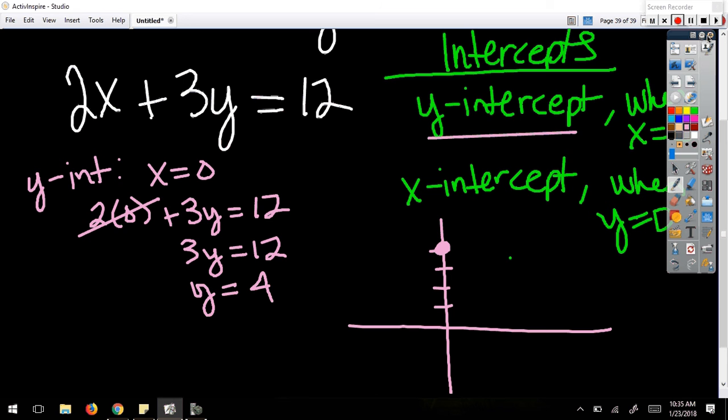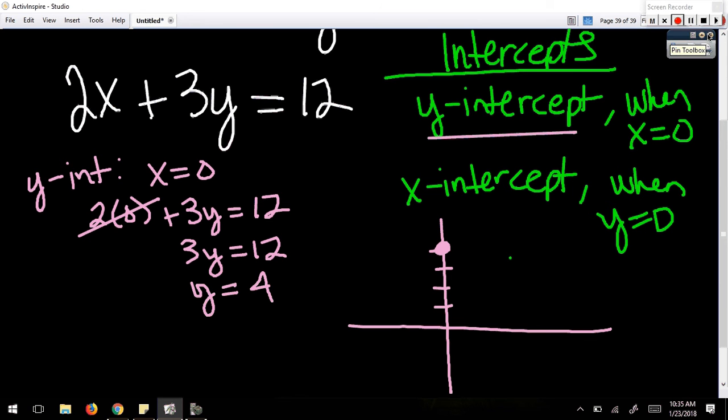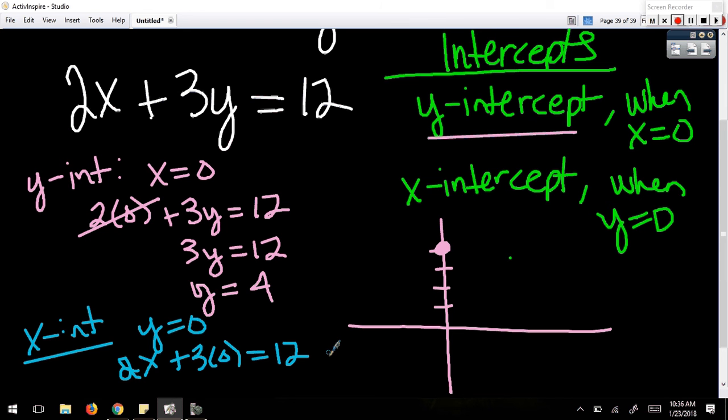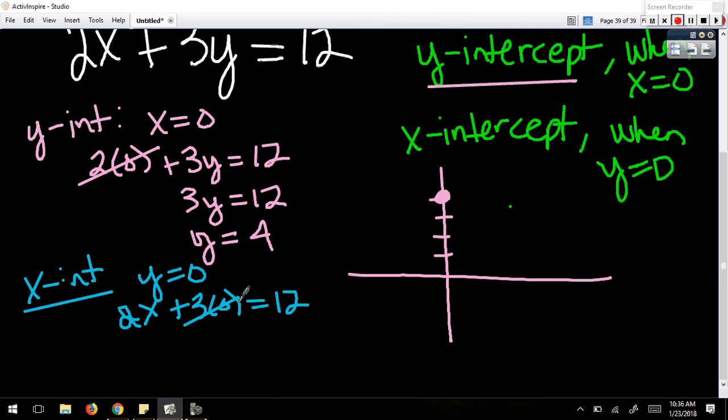So same thought process for the x-intercept. Let y equal 0. So 2x plus 3 times 0 equals 12. Well, that piece is kind of going away because it's plus 0. So if 2x is 12, what is x? 6. So what we really did was we covered up this piece, 2x equals 12. Well, if 2x equals 12, x equals 6. And then we covered up this piece and we said, well, if 3y equals 12, then y equals 4. So you can cover up the pieces and find the other intercepts. 1, 2, 3, 4, 5, 6.